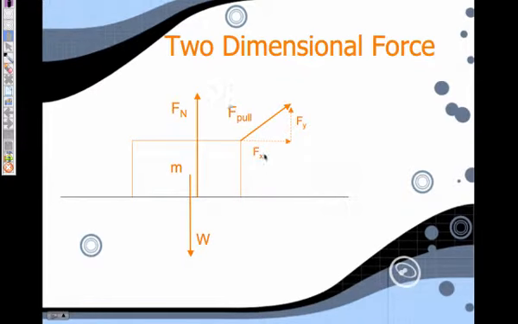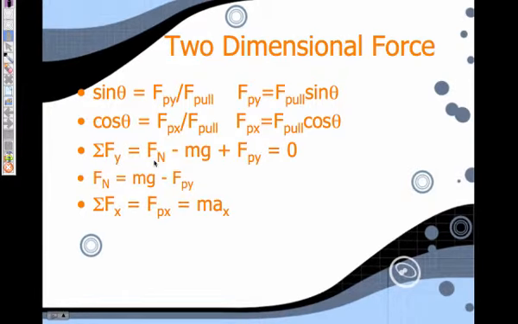Our y directional forces, we have normal forces up, and we're going to add the y force here, and then we'll subtract the weight. So that's what this is. We have the normal force, we subtract the weight, which is mg, add f of y, and if we're not accelerating in that direction, it's going to equal 0. Usually we're not accelerating in the vertical direction, so that will always equal 0.